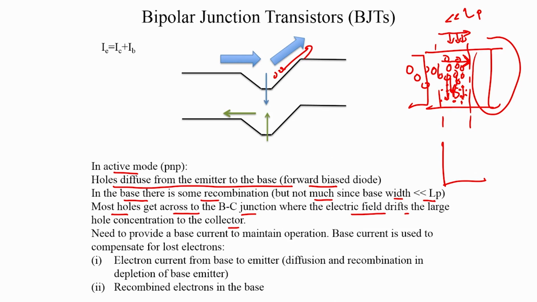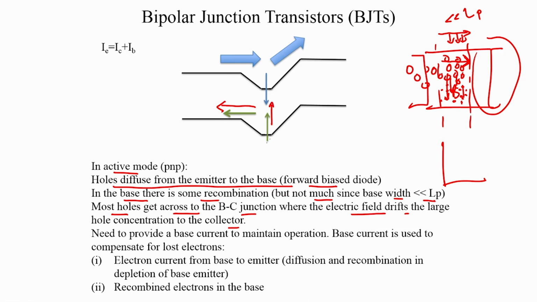But to maintain all this operation in steady state, if you want to keep this phenomenon going continuously, you need to compensate for all the electrons lost in the base. Where has the base lost electrons? A lot of electrons have migrated from the base to the P side because of diffusion, and a lot of the electrons have recombined.